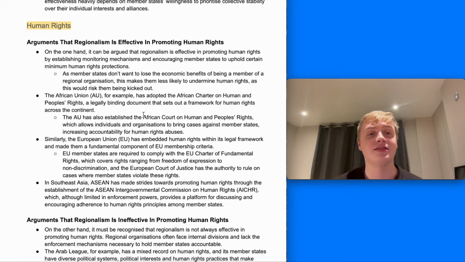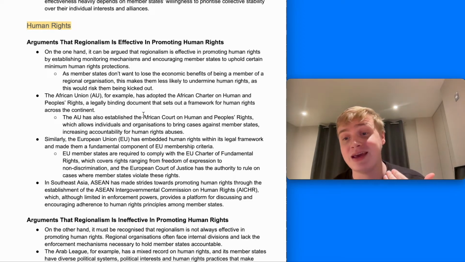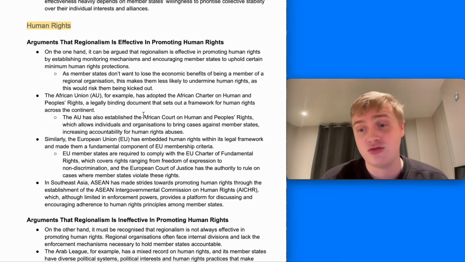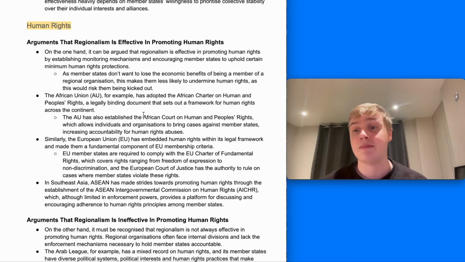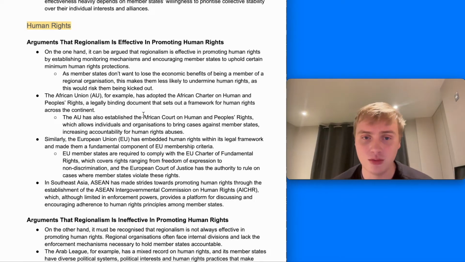In terms of human rights then, first you have an argument that regionalism is effective in promoting human rights, and that's by establishing monitoring mechanisms and encouraging member states to uphold certain minimum human rights protections. And if that's coupled with the threat of being kicked out of a regional organisation if you don't uphold human rights, that can really have an impact, because countries want to maintain their economic benefits of being a member state within a regional organisation. The African Union has adopted the African Charter on Human and People's Rights, which is a legally binding document that sets out a framework for human rights, and it's established the Court on Human and People's Rights, which allows individuals and organisations to bring cases against member states.